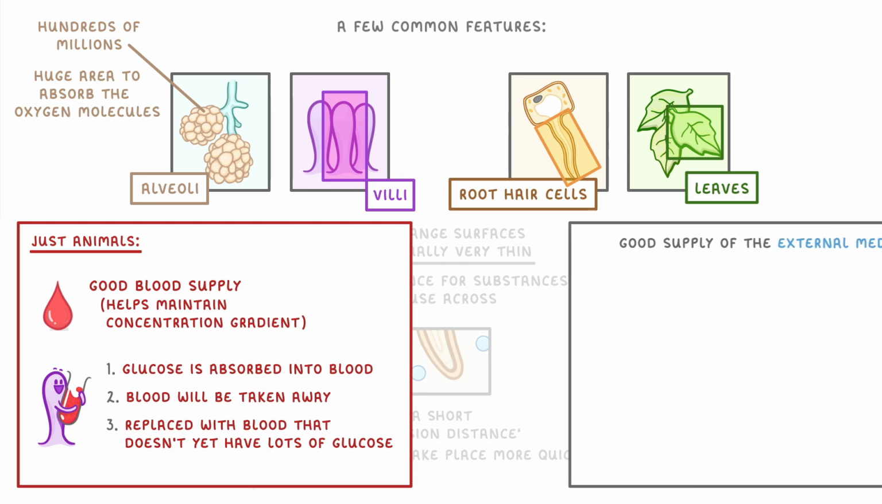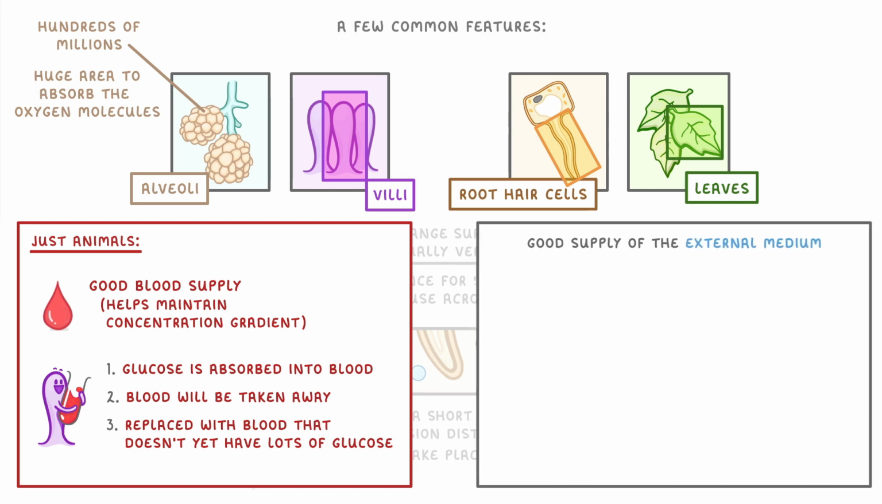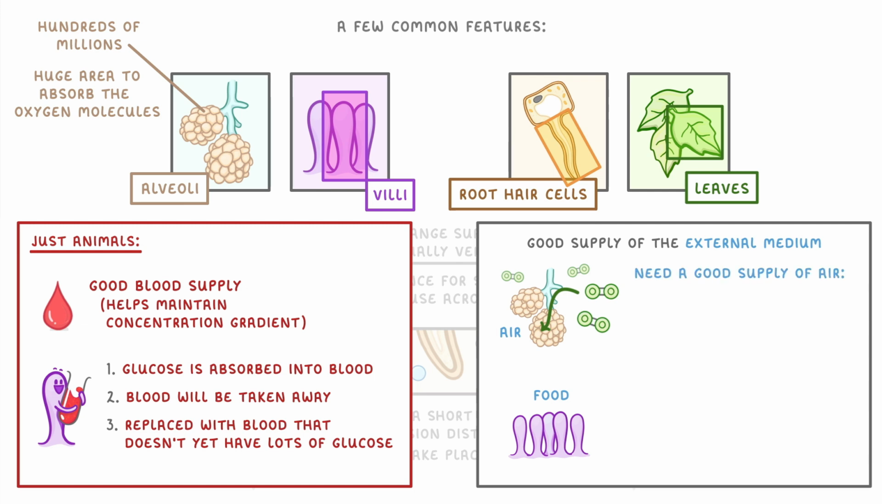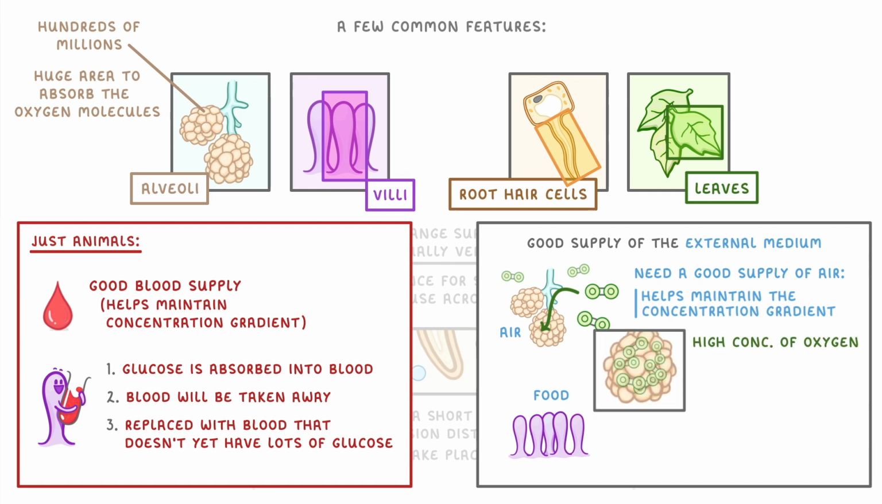The last feature is a good supply of the external medium. This is kind of a tricky one to explain, but think of it as the air in the case of the alveoli, or food in the case of the villi. Basically, the stuff outside of our bloodstream. For example, if you want to absorb a lot of oxygen, you're going to need a good supply of air into your alveoli, which is why you have to breathe in and out all the time. This also helps to maintain the concentration gradient, because it means that we always have a high concentration of oxygen in our alveoli, and so there's always a concentration gradient between the alveoli and the blood.